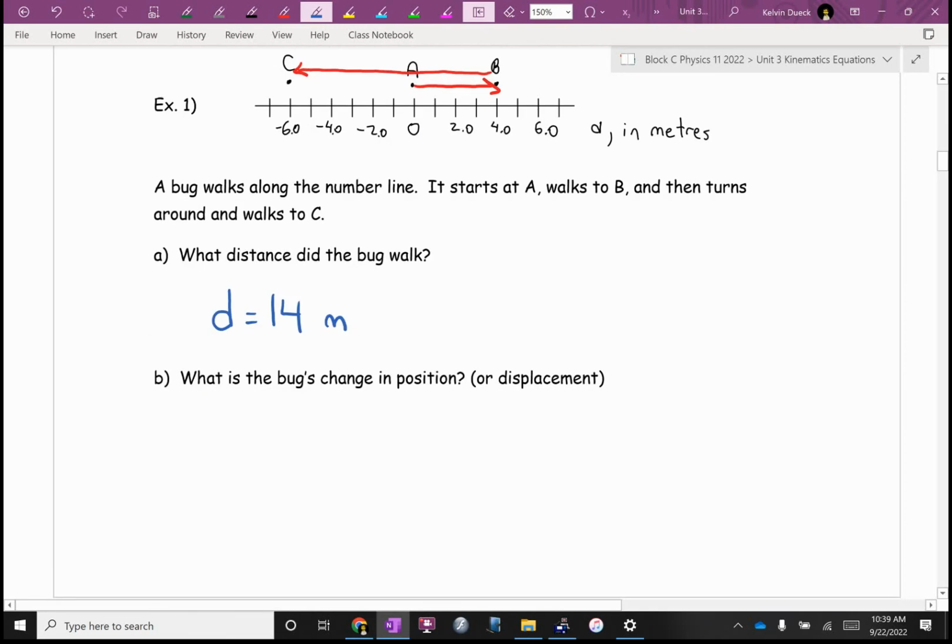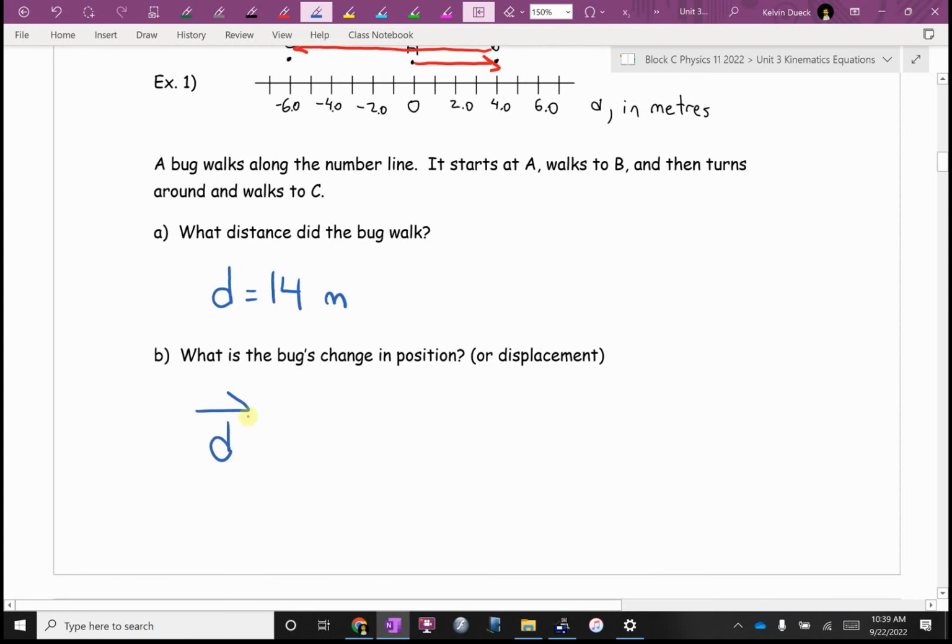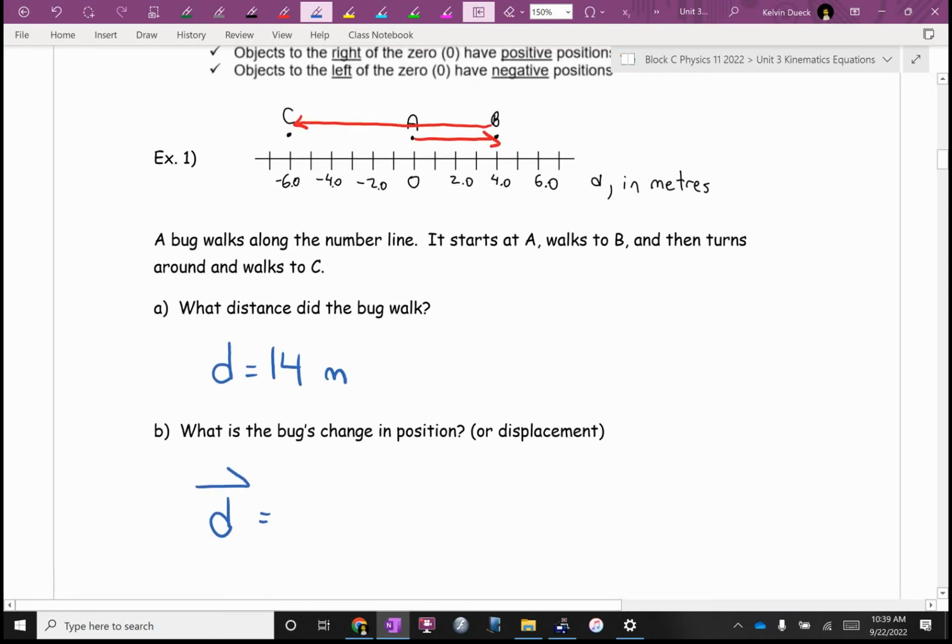Okay. What's its change in position? Or that's the fancy word for, what's its displacement? That would be d with the vector symbol over it. Well, Amber, where did we start? What number? What number did we end at? What's its displacement? What's its change in position, folks?